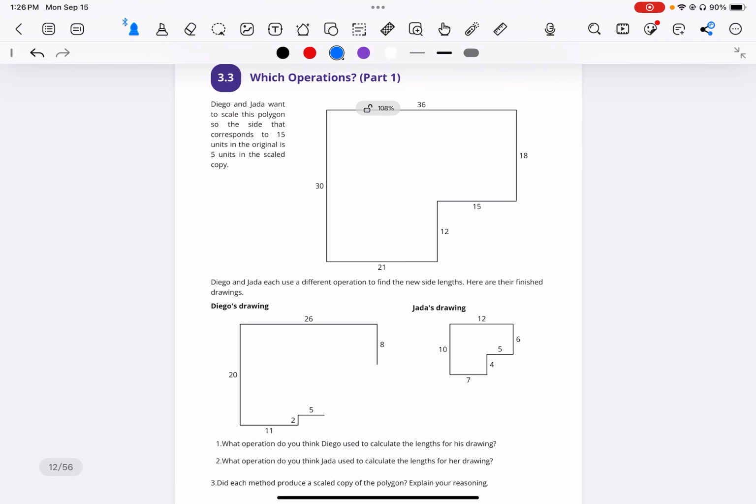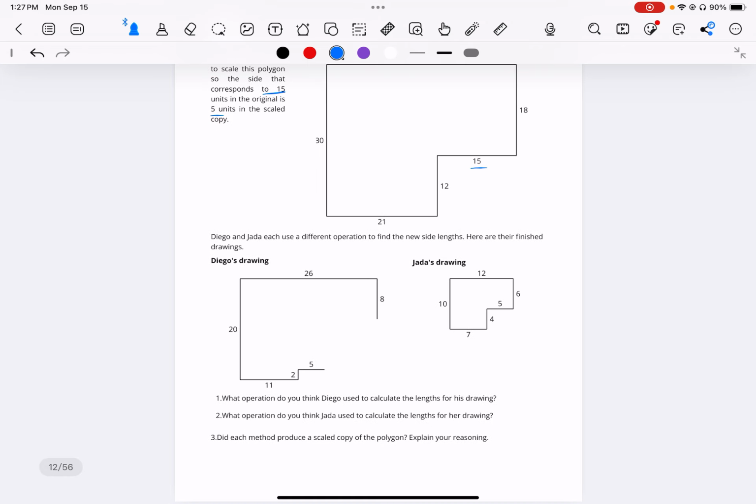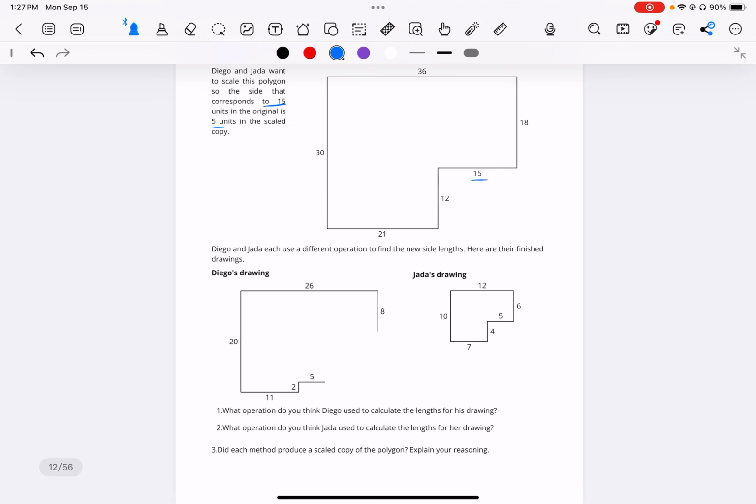Now we're going to look at which operations create scale factors. So we have Diego and Jada, who want to scale this polygon so that the side that corresponds to 15 is 5 in the scaled copy. So we have two different operations. We have Diego and Jada's drawing. So what Diego did was he turned the 15 into 5. He turned the 18 into an 8, 36 into 26, 30 into 20, 21 into 11, and 12 into 2. So what Diego did was he subtracted 10 from every number.